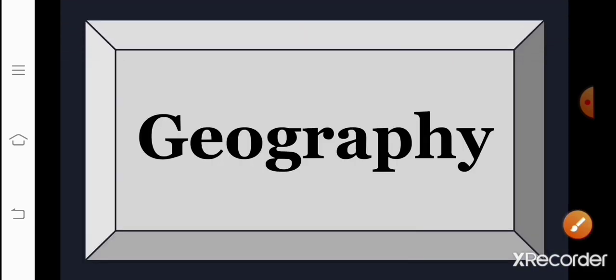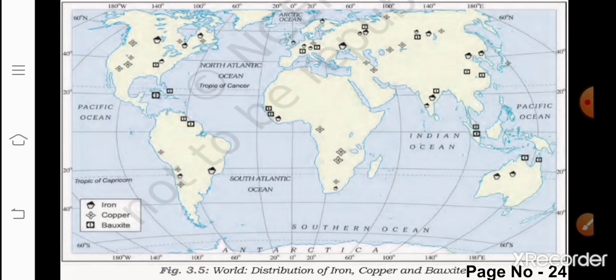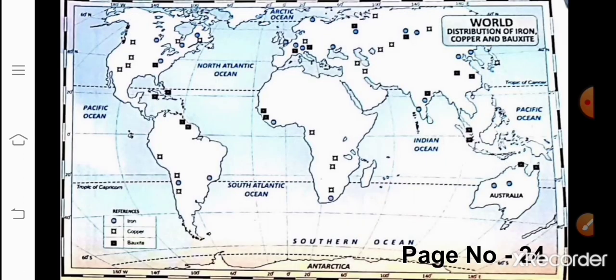Now let's move to the next. I hope you understood the history map location. Now let's understand the geography map location. In this geography book, in chapter number 3, you have this map on page number 24. Okay, in each and every map I have given you the page numbers, textbook page number and map book page number, so that it will be easy for you to understand. Now you can see from your textbook page number 24, this map has been given to you, that is the world distribution of iron, copper and bauxite. The same map you have in your map practice book on page number 24.